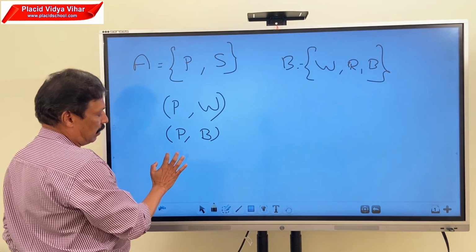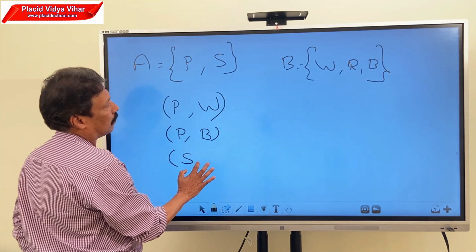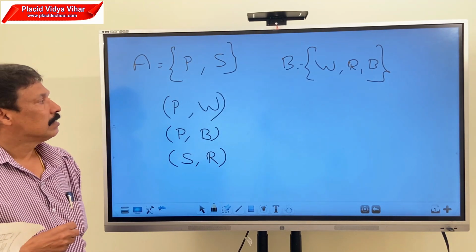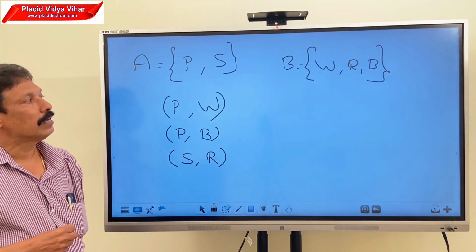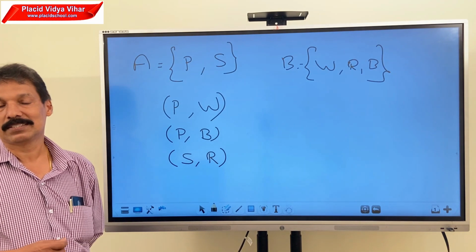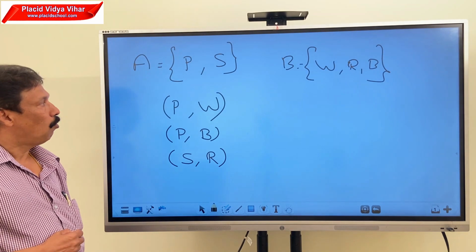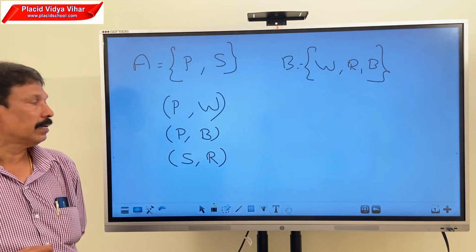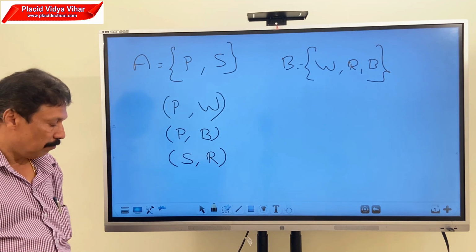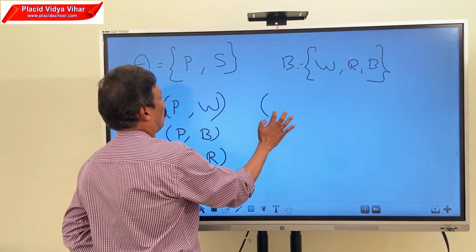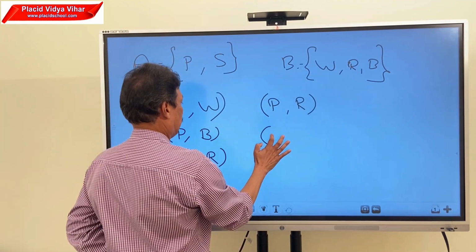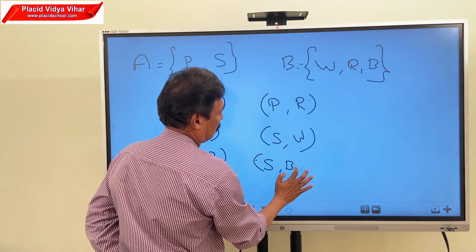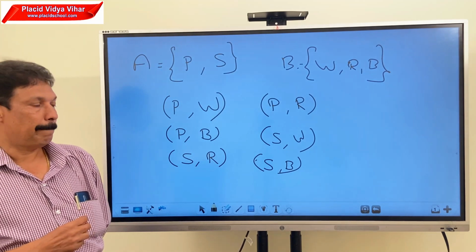Again, one more: shirt, red. These are the pairs. Generally, we take the first entry from A and the second entry from B. Then we say it is an ordered pair. Then we can consider the remaining ordered pairs connecting A and B. Here we write three more pairs: pant, red, again shirt, white, again shirt, black. These are the possible ordered pairs.